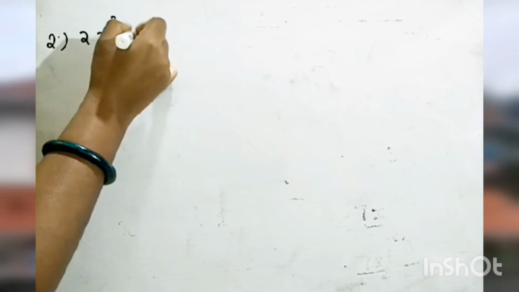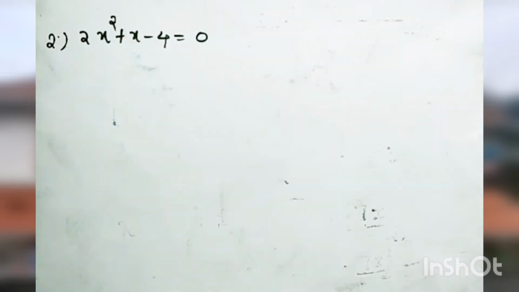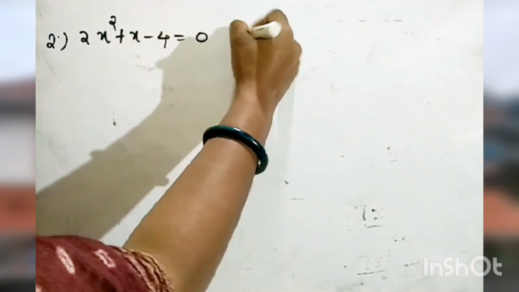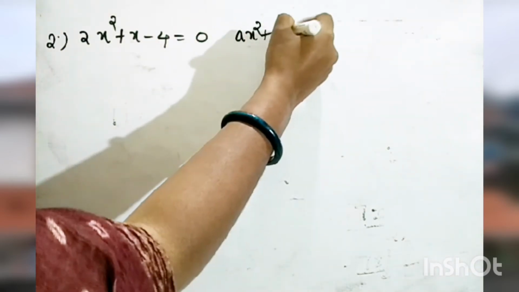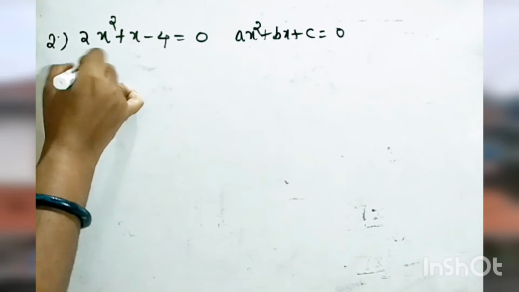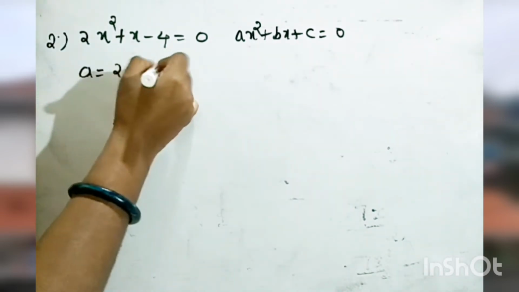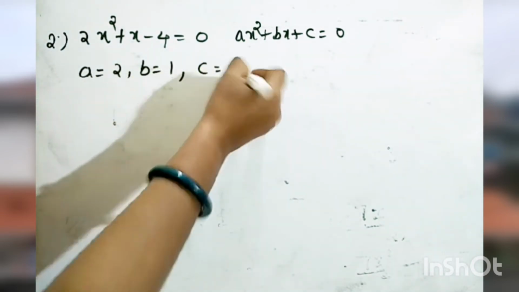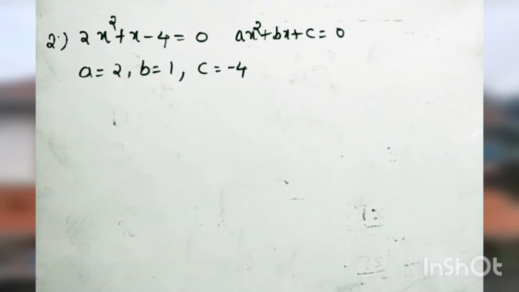2x square plus x minus 4 is equal to 0. Compare it with ax square plus bx plus c is equal to 0. We will get a is equal to 2, b is equal to 1, and c is equal to minus 4.